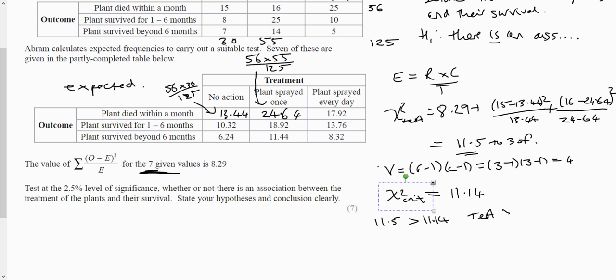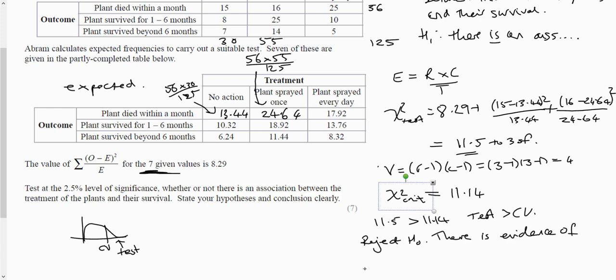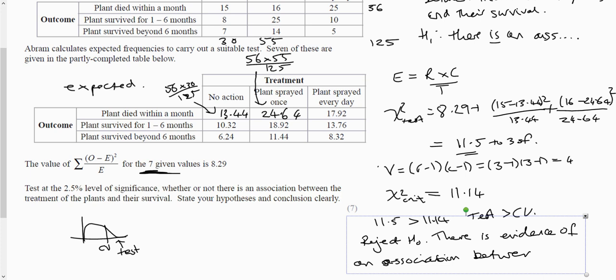So my test statistic is greater than my critical value. So that means it's significant. It would be in the critical region. Remember, a chi-squared distribution looks a little bit like this. So if this is my critical value, my test statistic is unlikely. It's in the tail. So we would therefore reject H0 as it's significant. So there is evidence of an association, and then put it in context: association between treatment of plants and their survival.